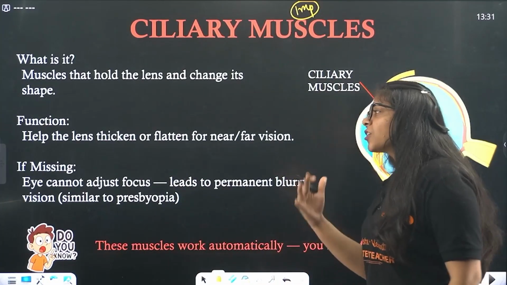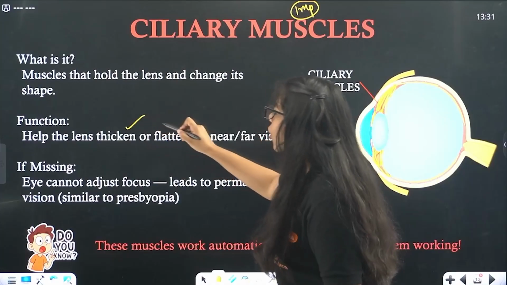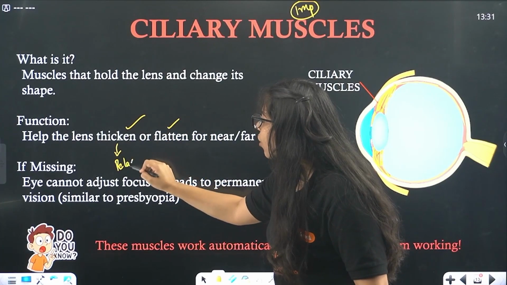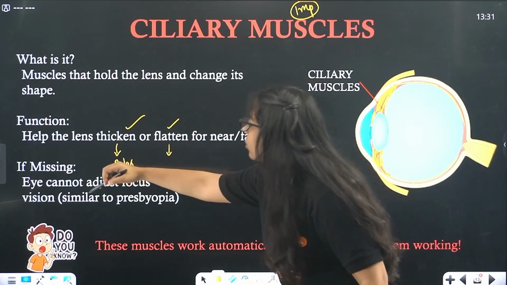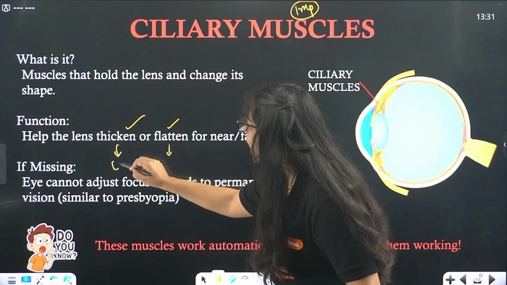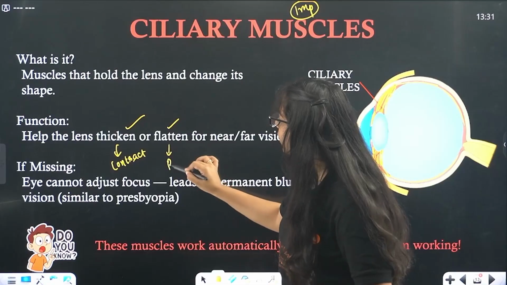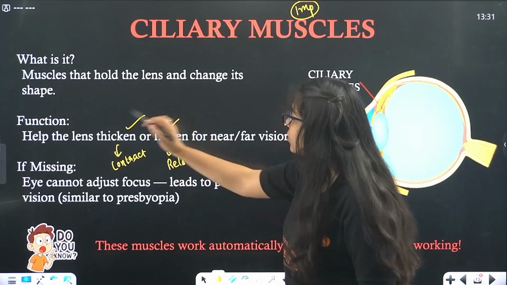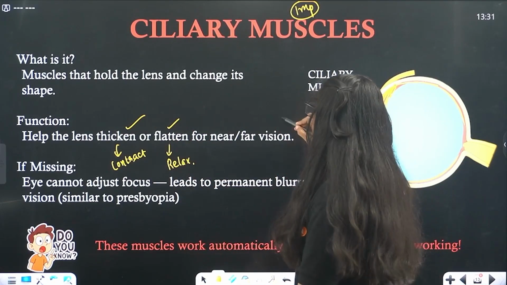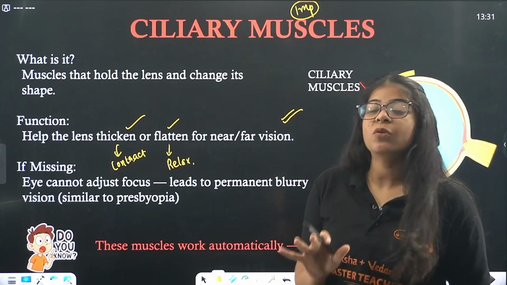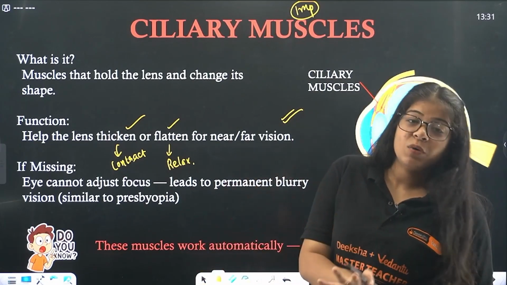Okay, so what's the function? Help the lens thicken or flatten, or we call it contract or relax. It helps the lens contract or relax, or you can say, of course, thicken and flatten for the near and far vision. We will study about it completely, how it is far, how it is near, don't worry.